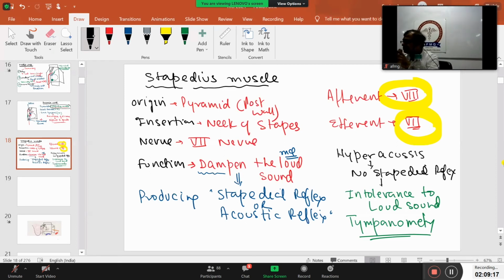Now the different nerves. The 7th nerve investigation is damping. And what is the function of the middle ear and the ossicles? Amplification of the sound, which is also called impedance matching. Okay.